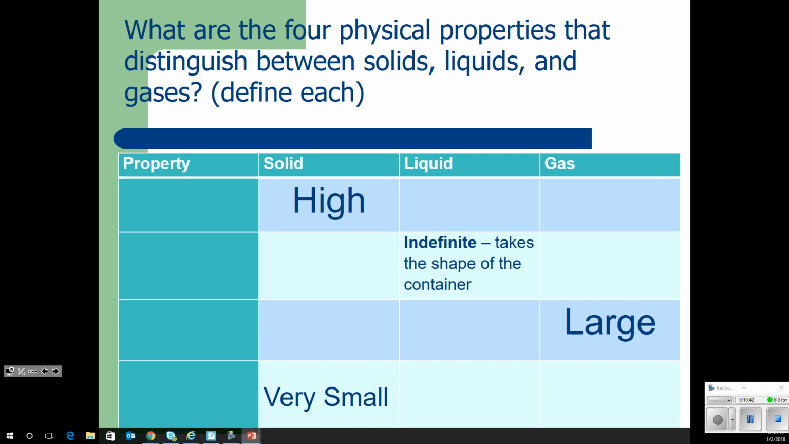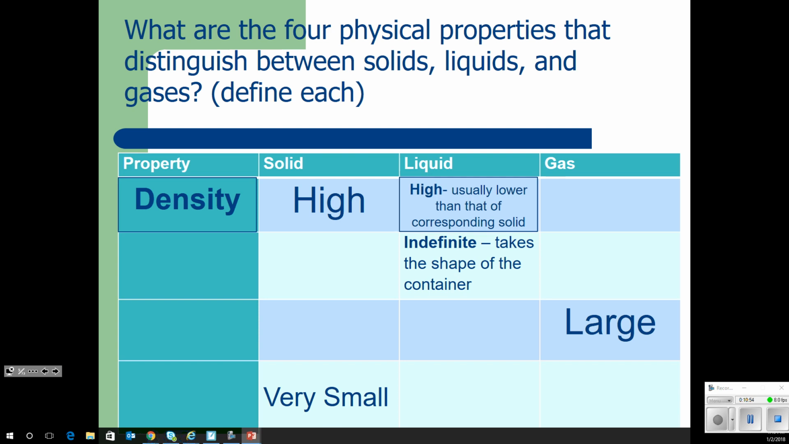So let's talk about what are four physical properties as we're looking at distinguishing between solids, liquids, and gases that we need to worry about. The first one is density. If density is high, we've got a solid. If we go a little bit below that high of a solid, then we get a liquid. And then if we go really low density, that is gases, because gases have lots of space between them.